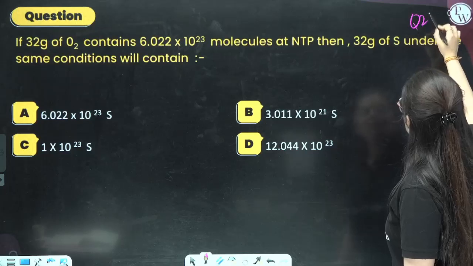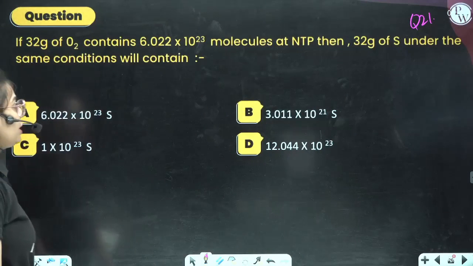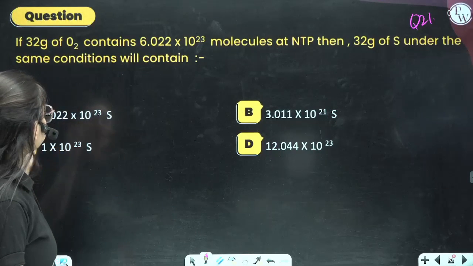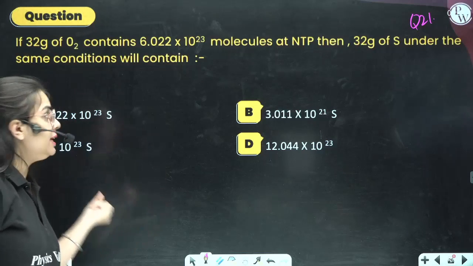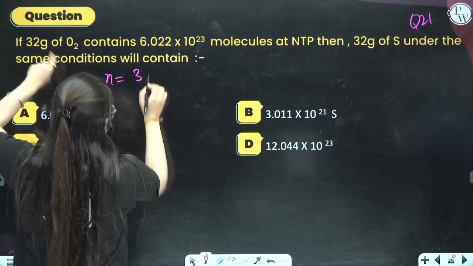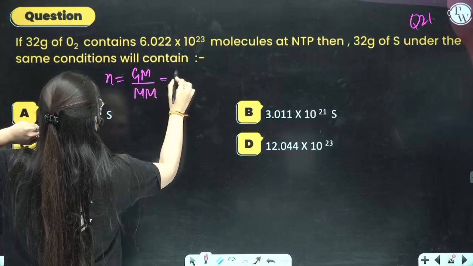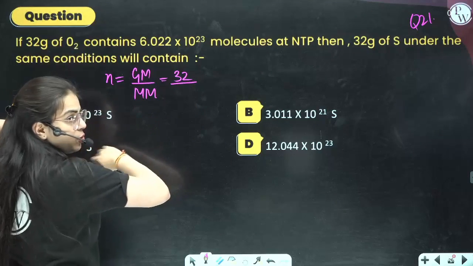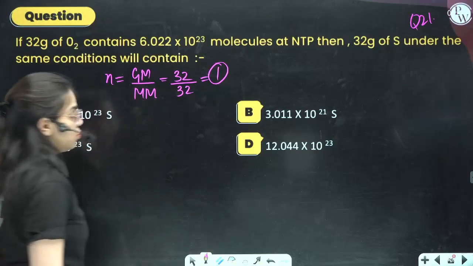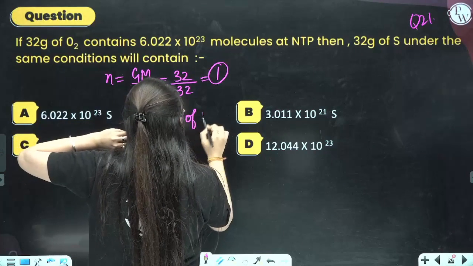Now comes your next question. If 32 grams of O2 contains 6.022 into 10 raised to the power 23 molecules at NTP, then 32 grams of sulfur under same conditions will contain how many molecules? Let us calculate number of moles: given mass by molecular mass. Given mass is 32. Molecular mass for O2, 2 into 16, is again 32. Number of moles came out to be 1. So number of moles is equivalent to number of molecules by Na.